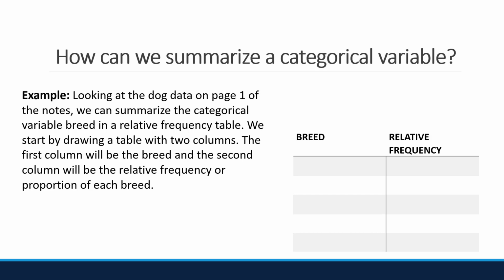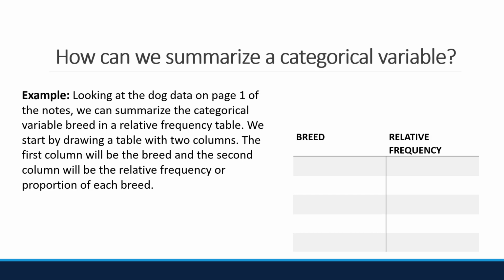Proportions are also known as relative frequencies and can be displayed in a relative frequency table. Definitions. A frequency table is a table which looks at the count of units in each category of a categorical variable. A relative frequency table is a table which looks at the proportion of units in each category of a categorical variable. The relative frequencies will sum to 1.